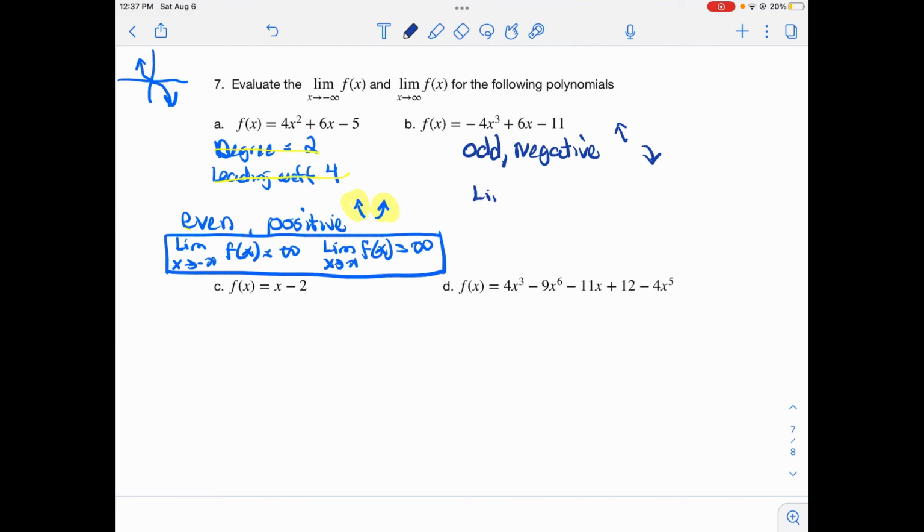And so my answer is going to be the limit as x goes to negative infinity of f of x. And that's describing the left end behavior. And so that's going up. So that'd be positive infinity. And the limit as x goes to infinity of f of x is describing my right end behavior. And that's arrows going down. So my answer is negative infinity.